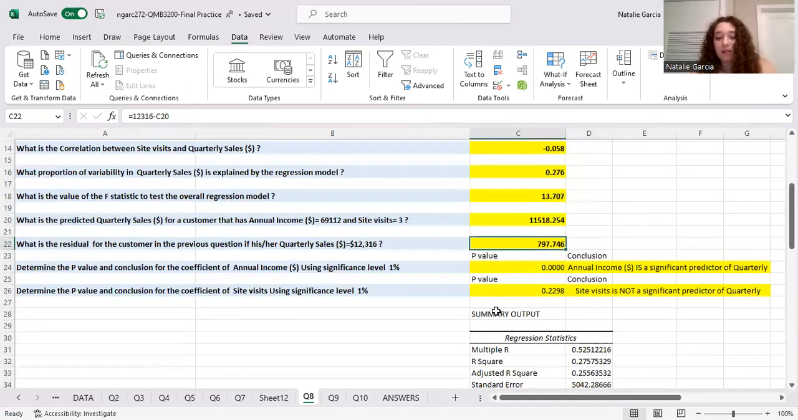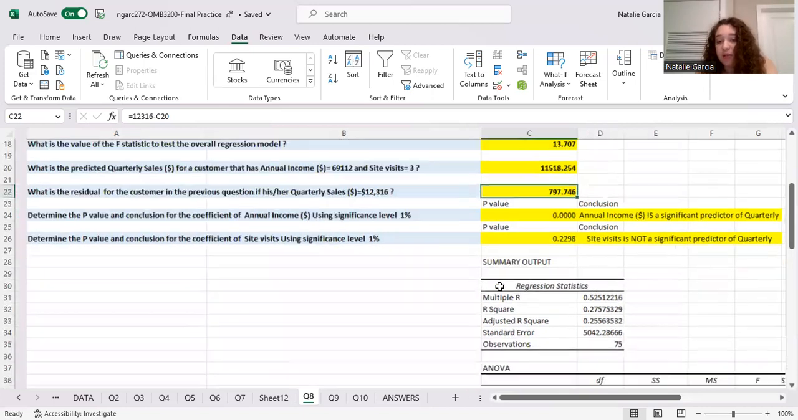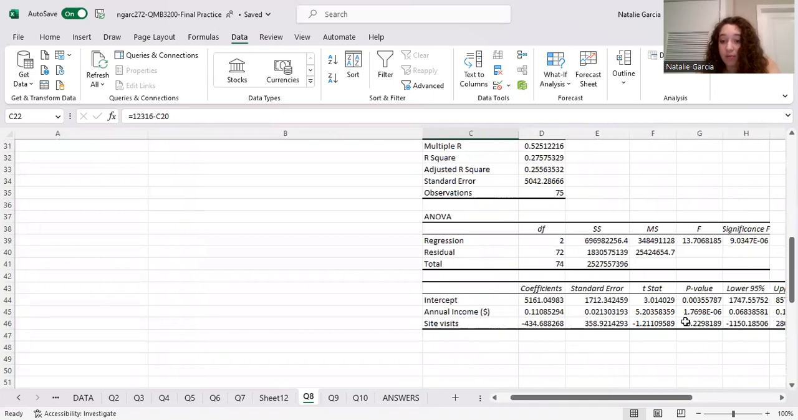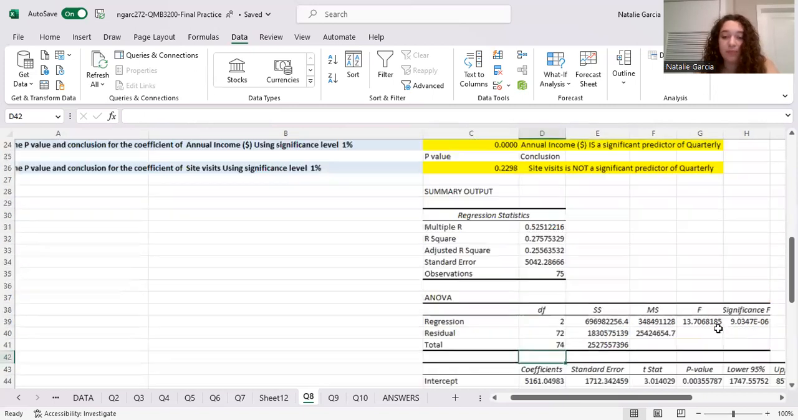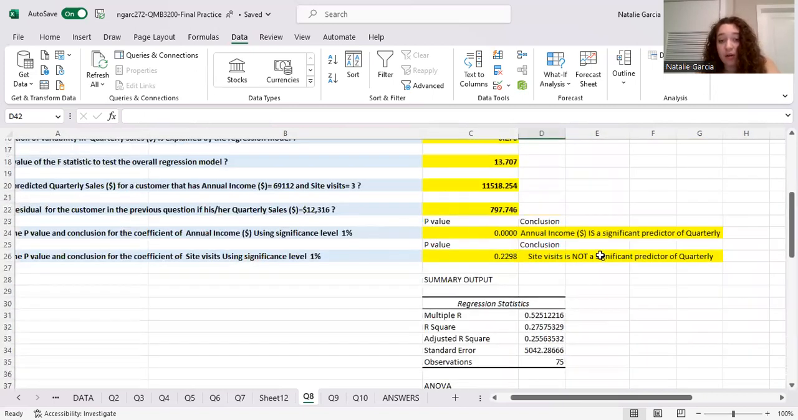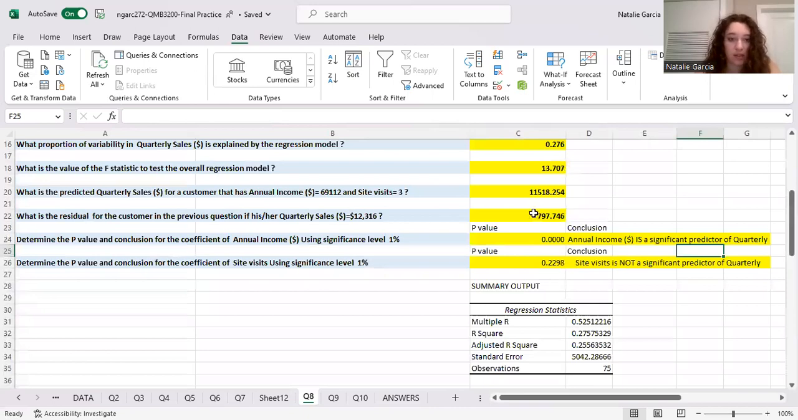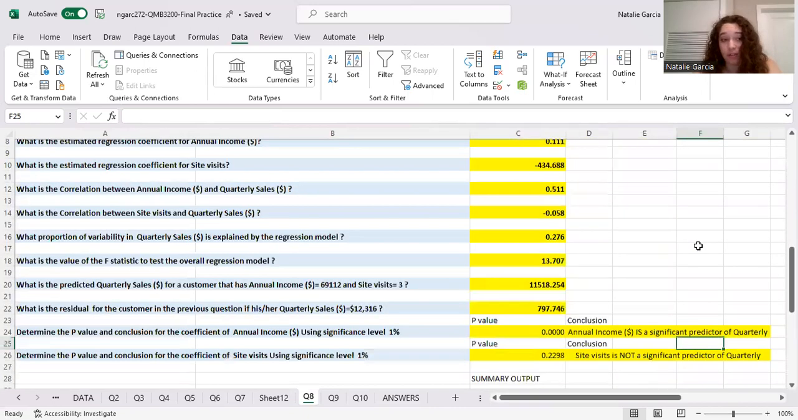For the p-value, using the significance level of 1%, the p-values are directly from the regression. So the p-value for annual income is going to be here. That's 1.7698 e to the -6. And then for site visits, that's 0.2298. Because the p-value for annual income is below the significance level of 1%, that would be a significant predictor of quarterly income. Because the site visits p-value is well above the 1%, it is not a significant predictor of quarterly income. That is the end of question 8.